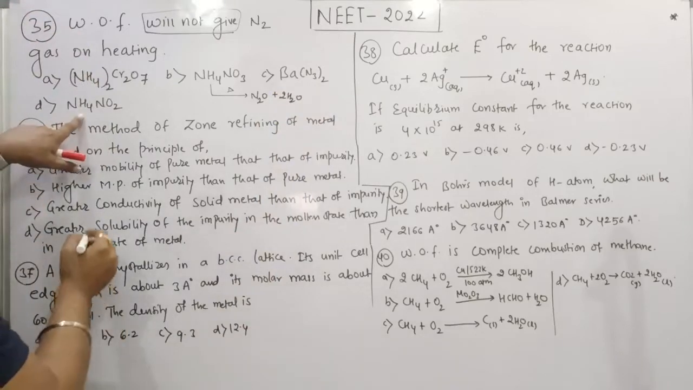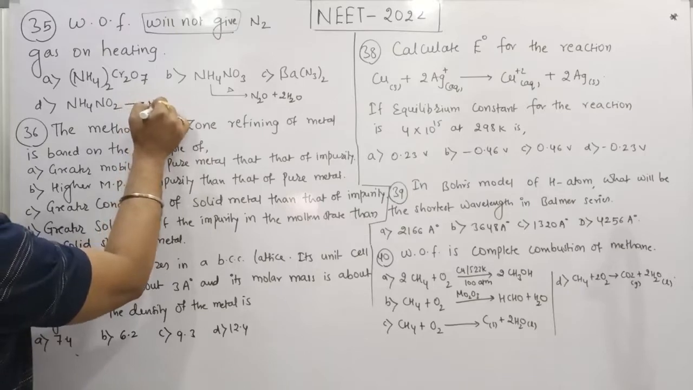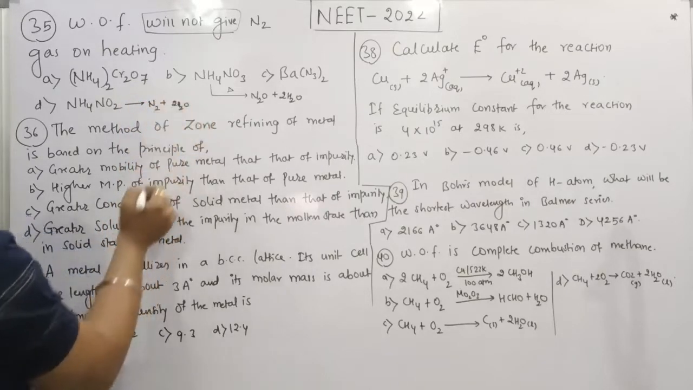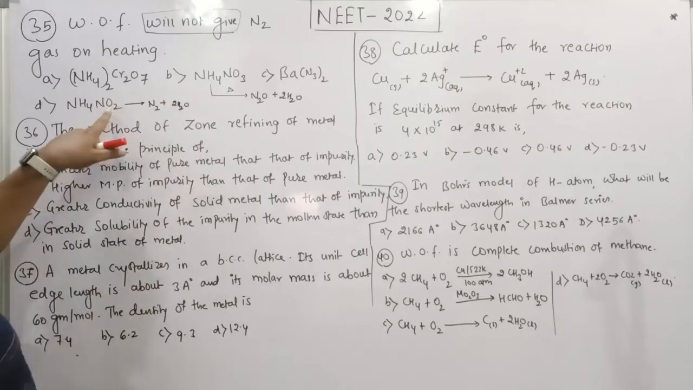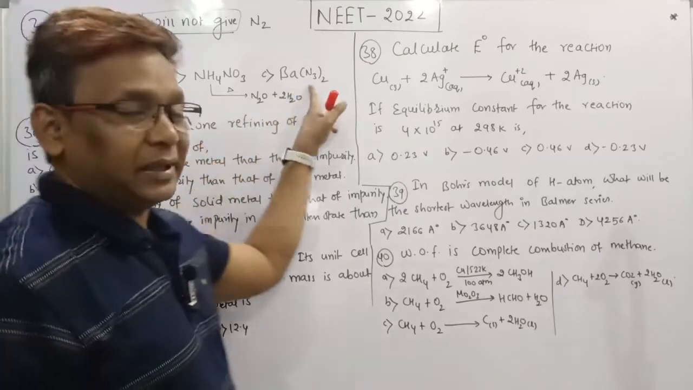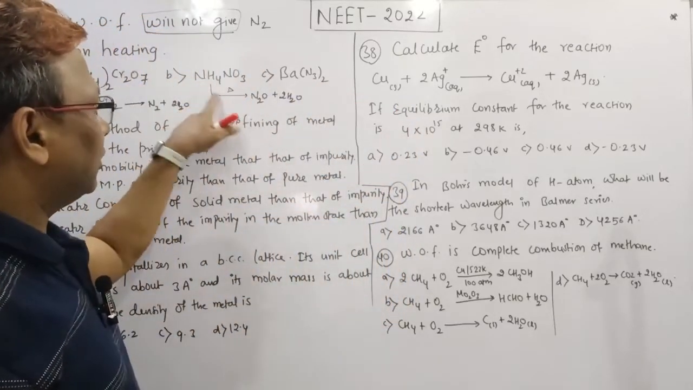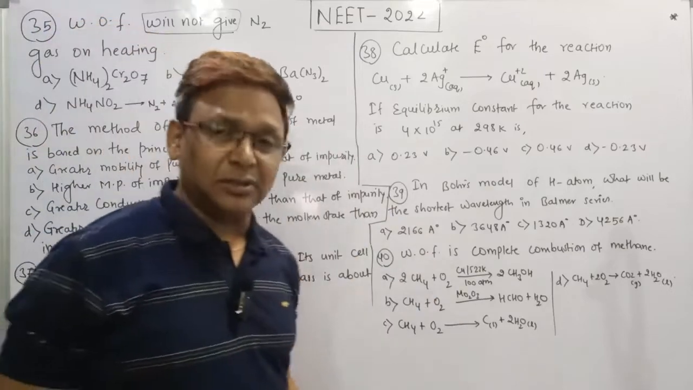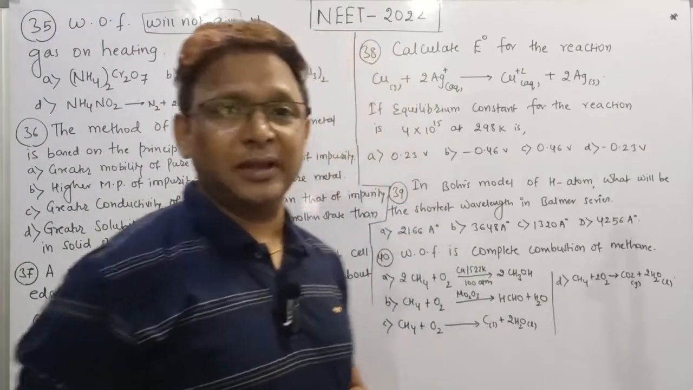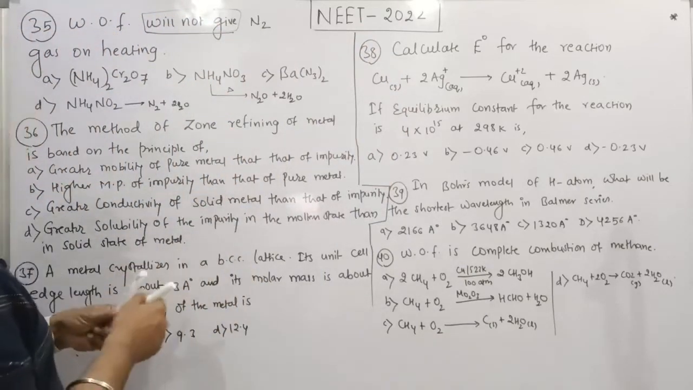But ammonium nitrite on heating gives N2 gas plus 2 moles of water. Means ammonium nitrite gives N2 gas, ammonium dichromate gives N2 gas, barium azide gives pure N2 gas, but ammonium nitrate on heating does not give N2 gas. Instead of that, it gives rise to N2O gas, laughing gas, nitrous oxide gas. Right? The answer here is option B.